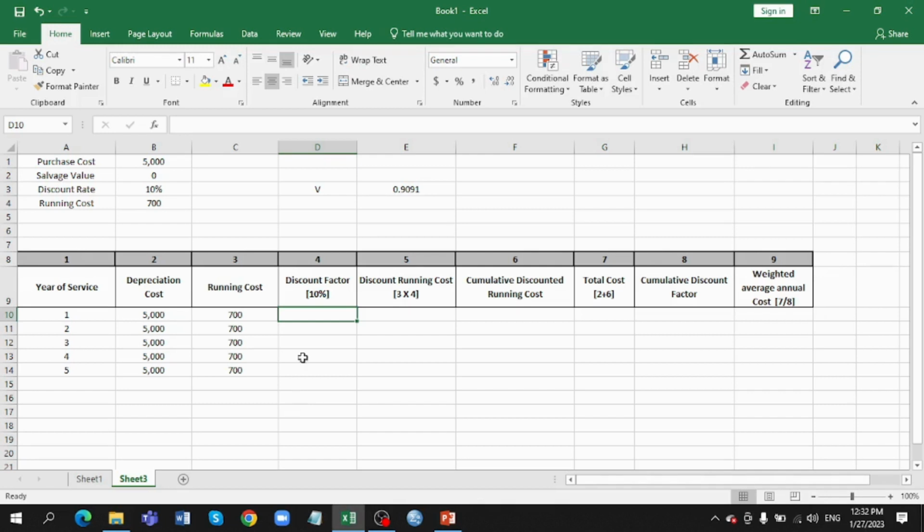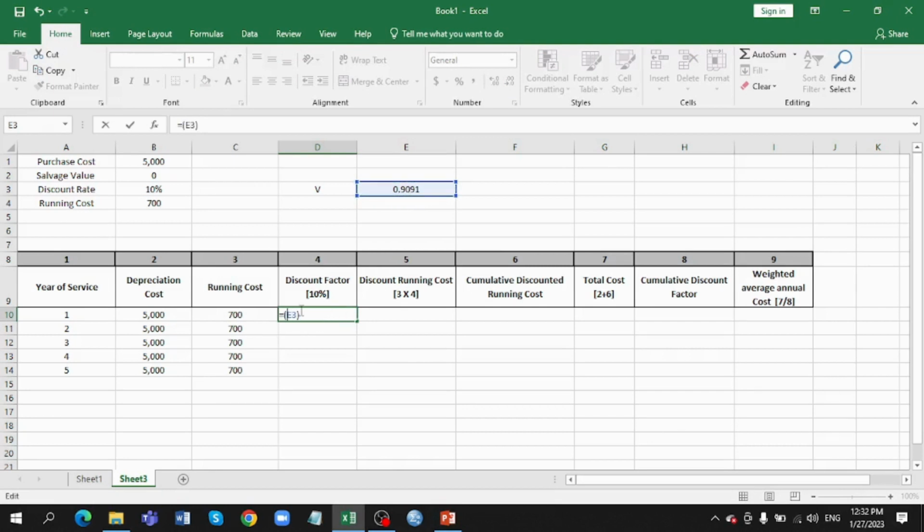Let us now try to fill in these blank spaces. Let us start with the first row, for year of service 1. Again, our formula for V, our discount factor, is V. So let's click this one. Then don't forget to enclose this one in parentheses.